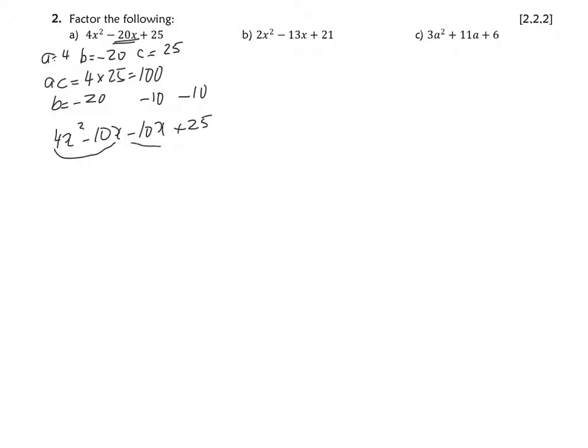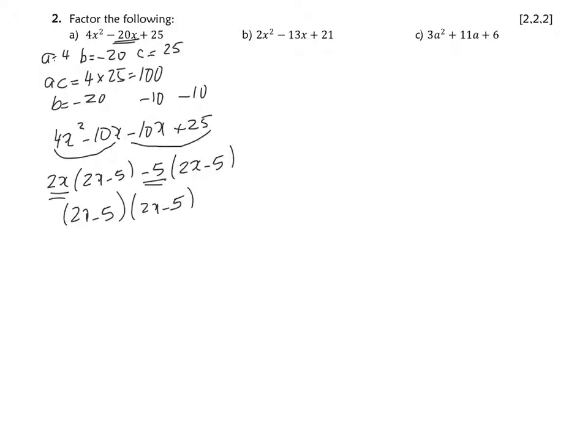Take the first two and the last two, and then factor them out. From 4x squared minus 10x, the common factor is 2x. So I get 2x minus 5. From negative 10x plus 25, I can factor out negative 5. So I get 2x minus 5. Now 2x minus 5 is common, so I take 2x minus 5 out. So I get 2x here and negative 5 here. And this one can easily be written as (2x minus 5) squared.